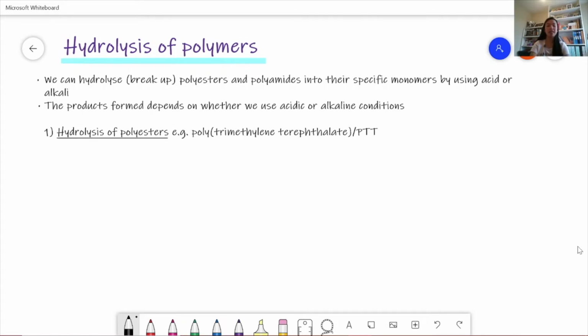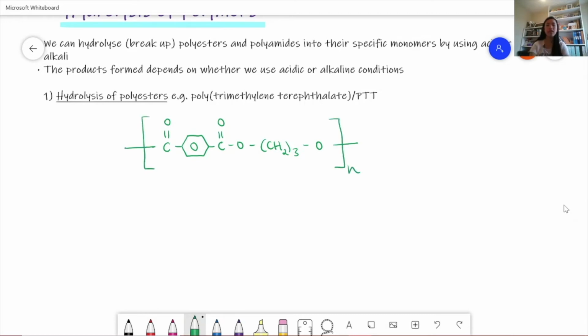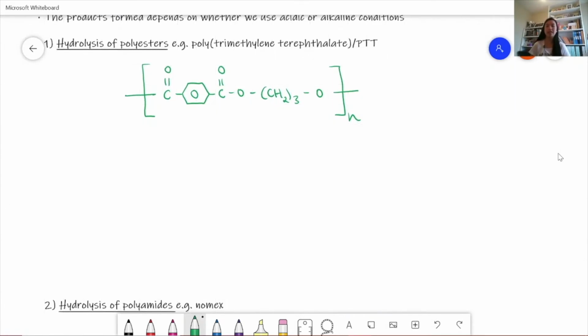And so for this example, for PTT, what it looks like is we have C double bond O, and then we have a benzene, and then we have another C double bond O, then an oxygen, and then we have 3 of these CH2s, and then we have another oxygen. And so this is our polyester. And so first we're going to look at hydrolyzing with a base, such as sodium hydroxide.